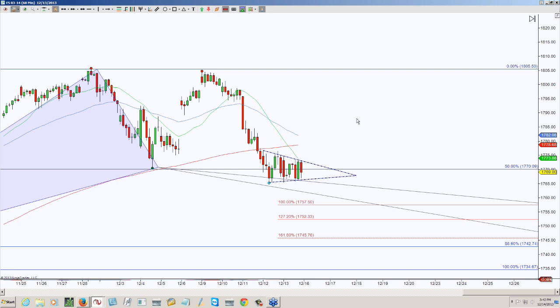Now, I know there are some people that do not like indicators. And here's the thing. I'm an educator. And a lot of the students that I have are people that have lost a lot of money and they're like, help me. And they don't understand price action. And some indicators can help people understand price action better.